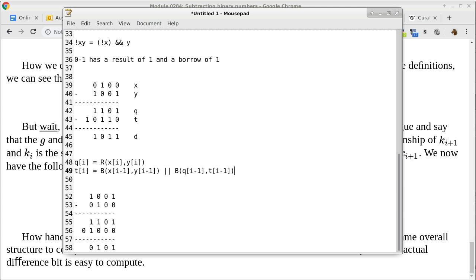Is that okay? All right. The structure of a subtractor is exactly the same as the structure of an adder. The only difference is how we define the borrow bits as opposed to how we defined the carry bits. That's the only difference. Is that okay?